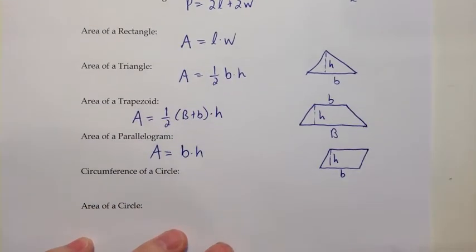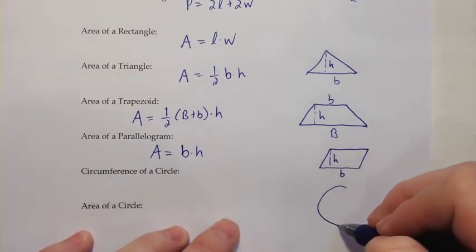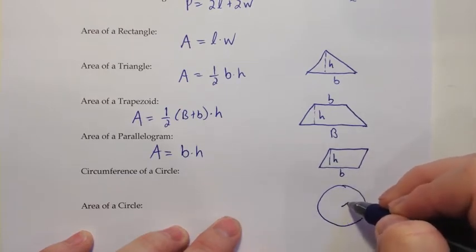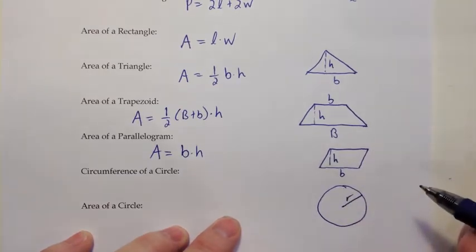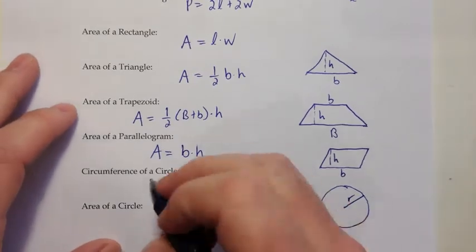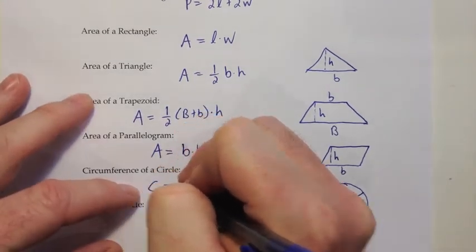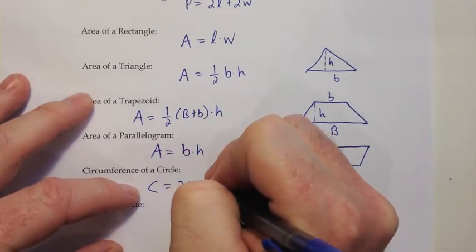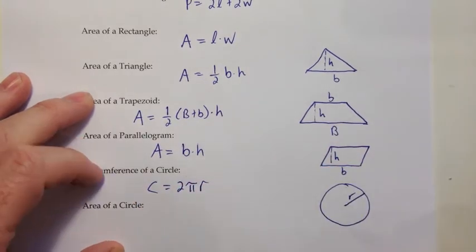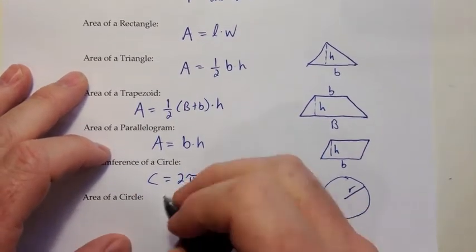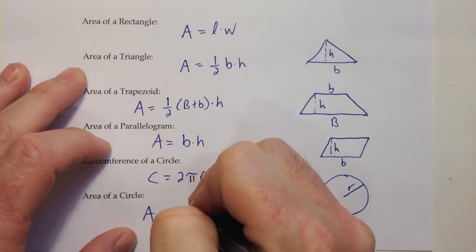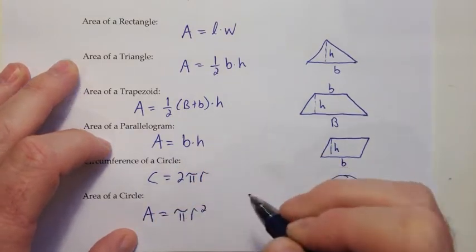Circumference of a circle and area of a circle, a couple formulas that we're going to look at. If you have a circle, the distance from the center to the edge is referred to as the radius, and the circumference of a circle, we'll use a C for that, is 2 times pi times the radius, and the area of a circle would be pi times the radius squared.